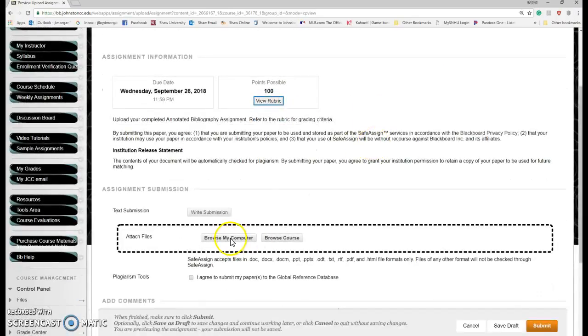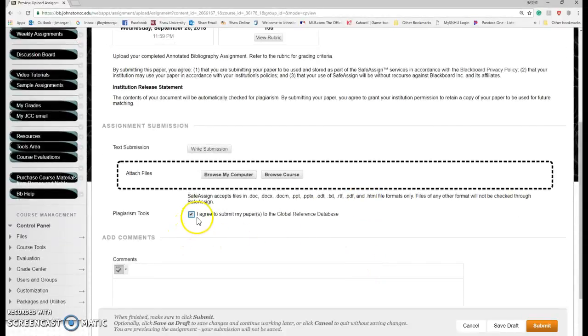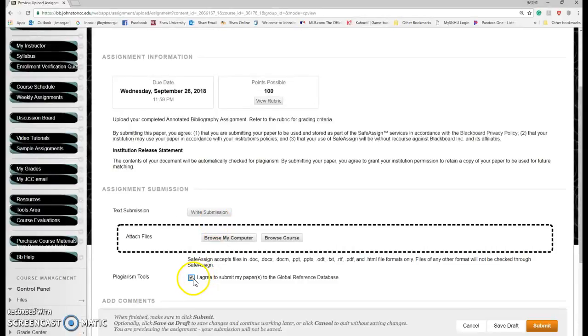Now, for this one, you're going to have to submit it through Browse My Computer. Because this is a major assignment, we are also going to have it go through a plagiarism tool. So you have to click right here: I agree to submit my paper to the Global Reference Database. Once you submit your paper, it'll let me know if you've plagiarized your paper, and if so, from where. So you think you're going to sneak one over on Professor Morgan? I don't think so. No, you are not.